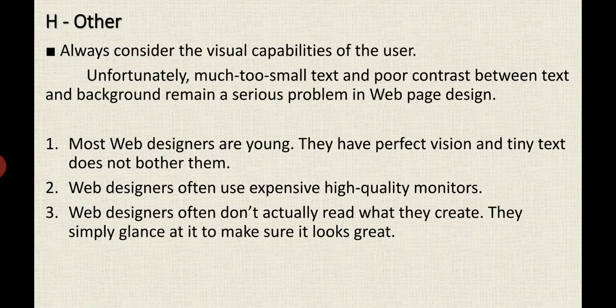And the last one, that is others. Always consider the visual capabilities of the user. If you are a designer designing a screen, you need to consider visual capabilities, because not all users are the same. Your user may be a young person, a teenager, or an aged person who has some visual limitation or restriction. Unfortunately, much too small text and poor contrast between text and background remain a serious problem in web page design, so we have to consider it very seriously.